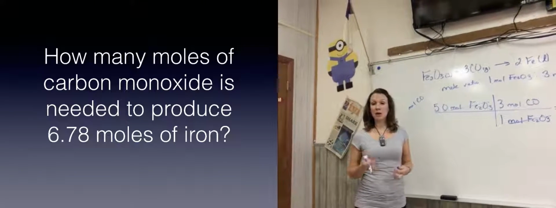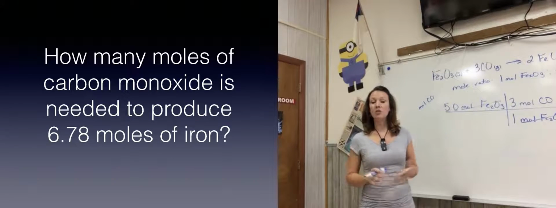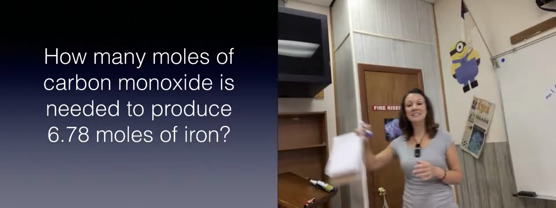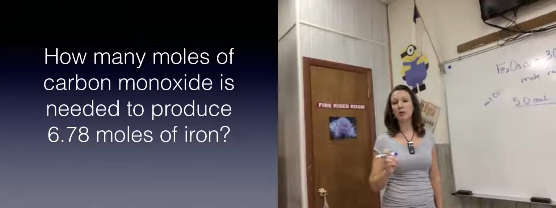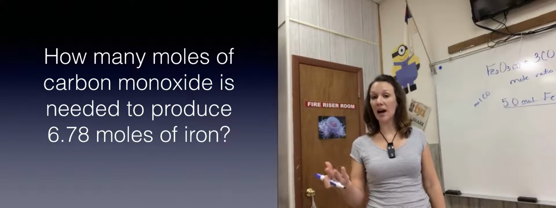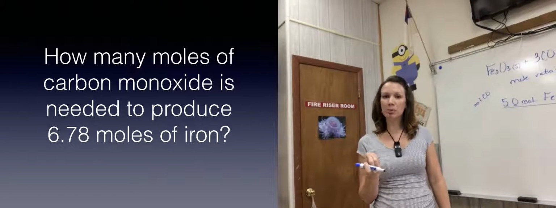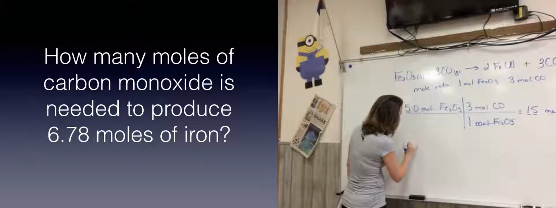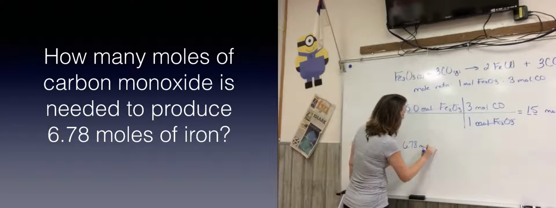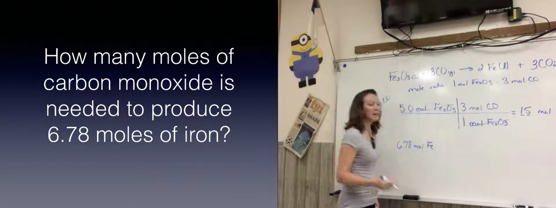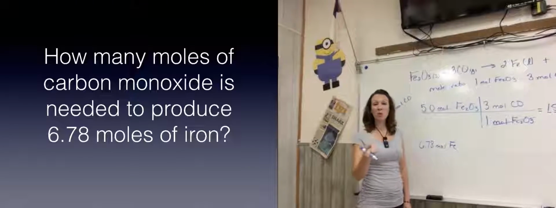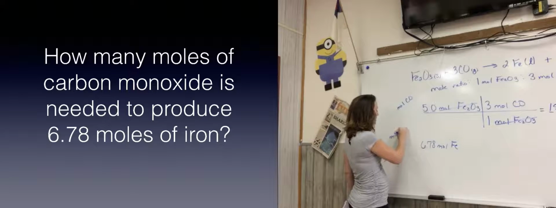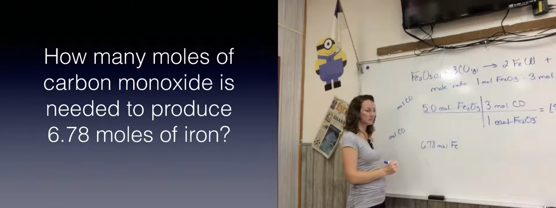So in the practice problem that you've been provided, you're trying to figure out how much carbon monoxide is needed in order to produce 6.78 moles of iron. So let's pull out that really important information. My starting point is going to be the 6.78 moles of iron. And again, I have to figure out how many moles of carbon monoxide are needed. So my destination is going to be moles of carbon monoxide.